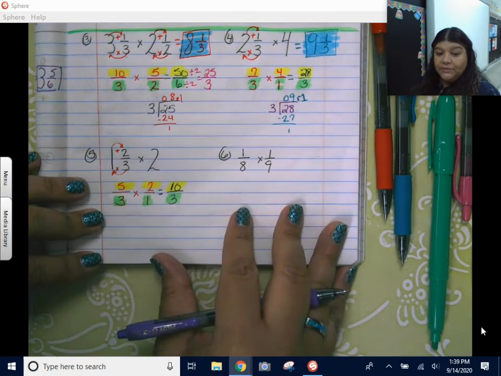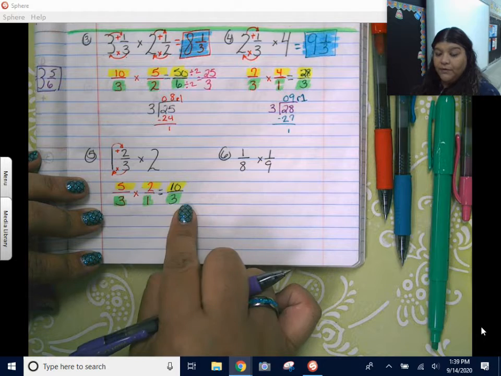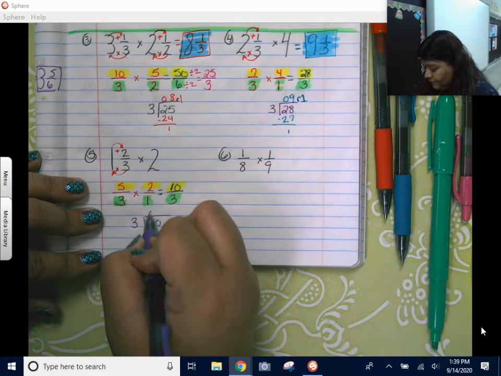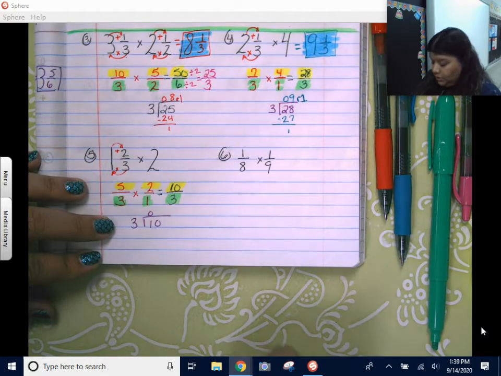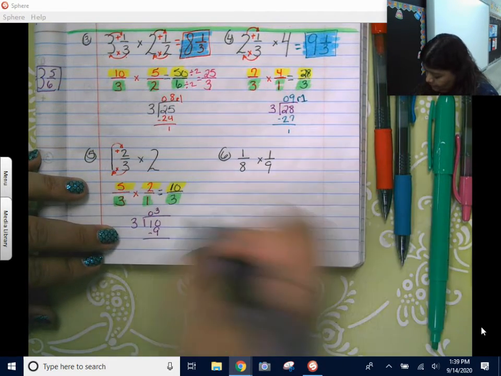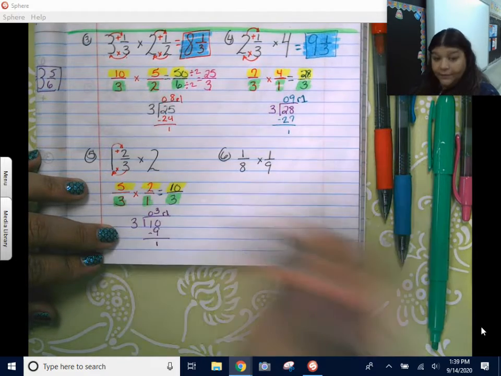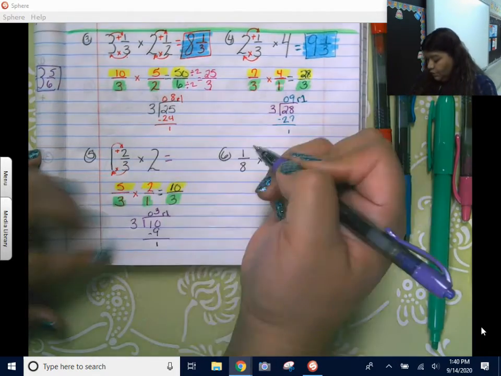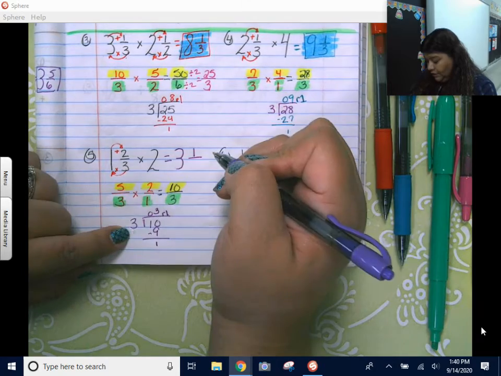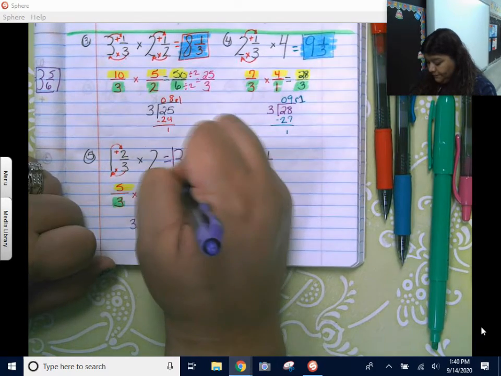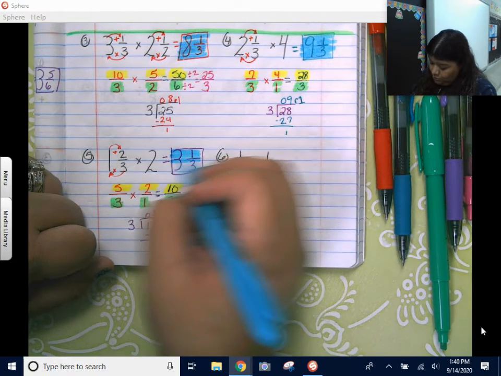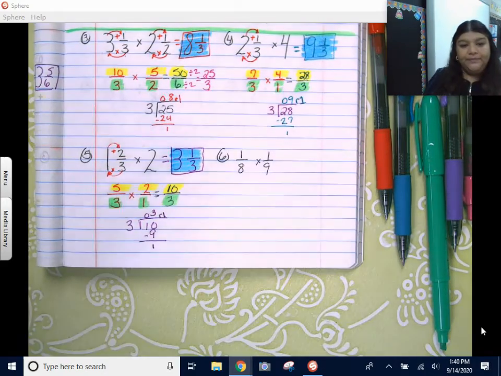So now that I know it's simplified down, I can go ahead and change this improper fraction into a mixed number by dividing. 10 divided by 3. 3 can't go into 1. There's my placeholder. 3 goes into 10 3 times, okay, with a remainder of 1, okay? So your quotient is your whole number, the remainder is your numerator, and your denominator stays the same. So 1 2/3 times 2 is 3 1/3. Okay?